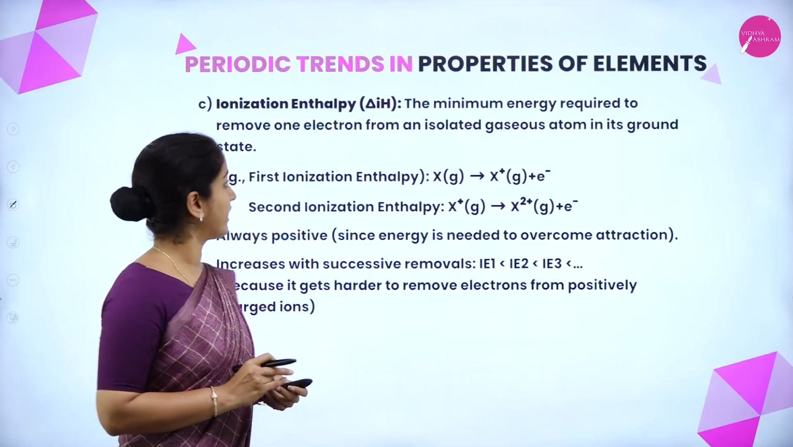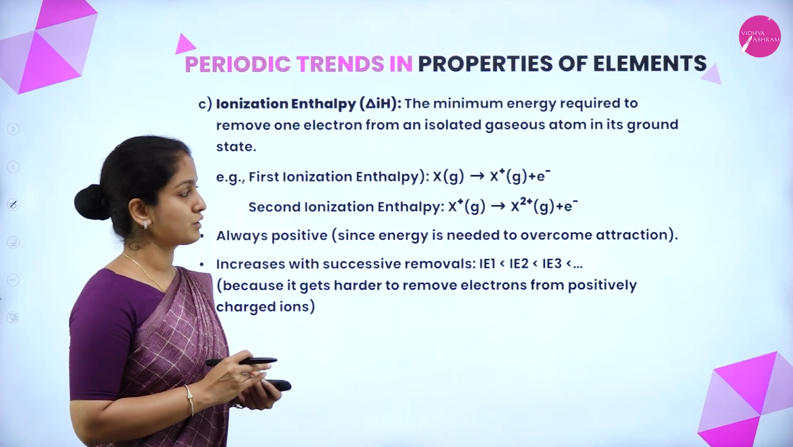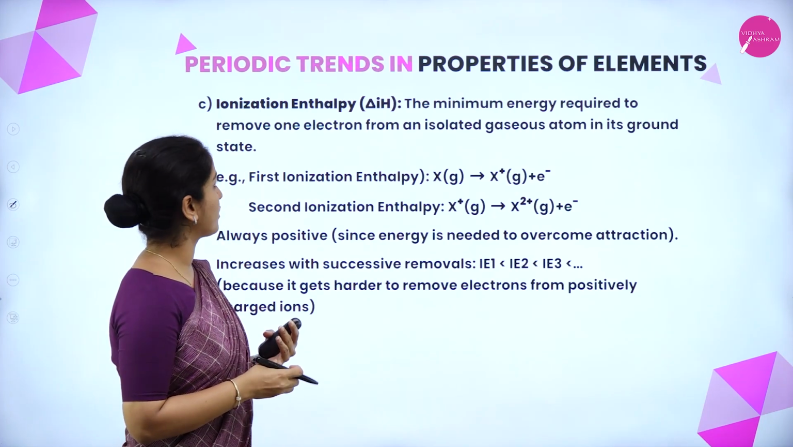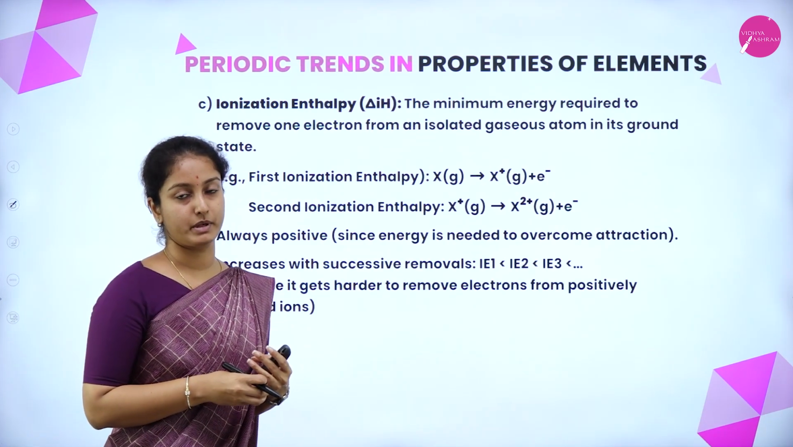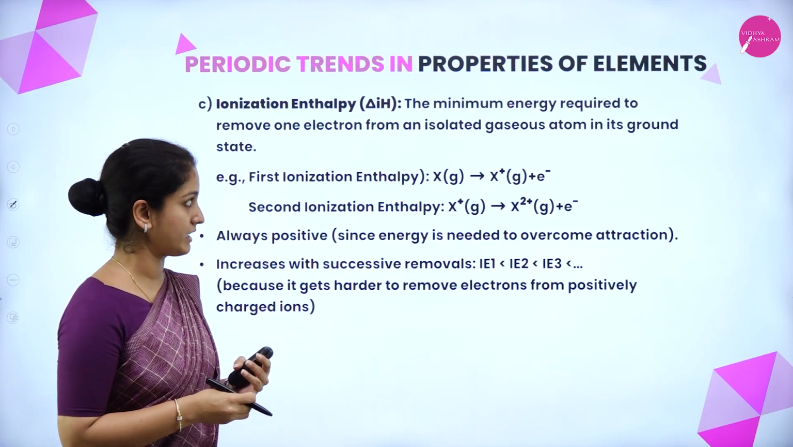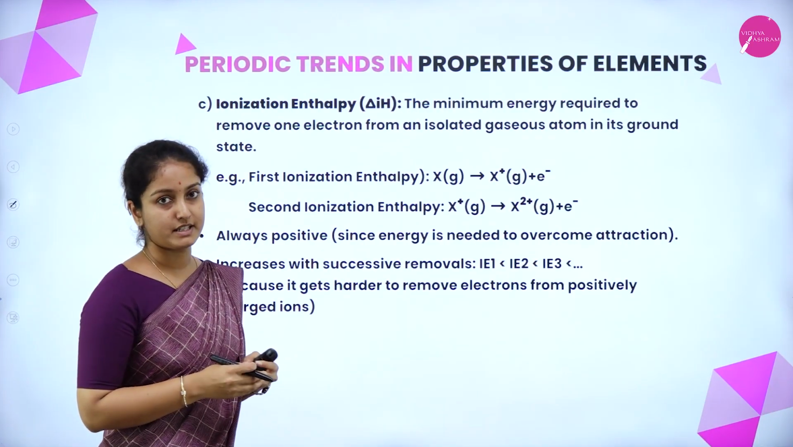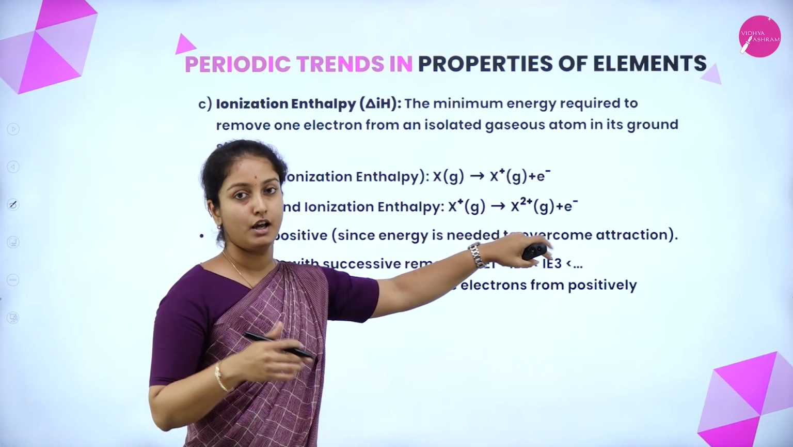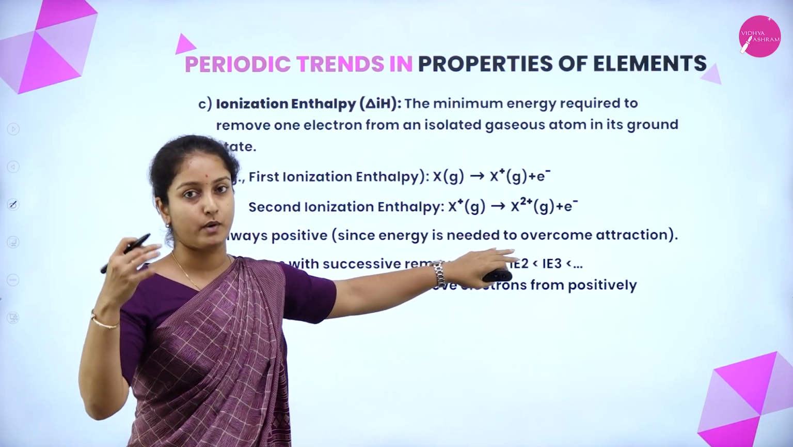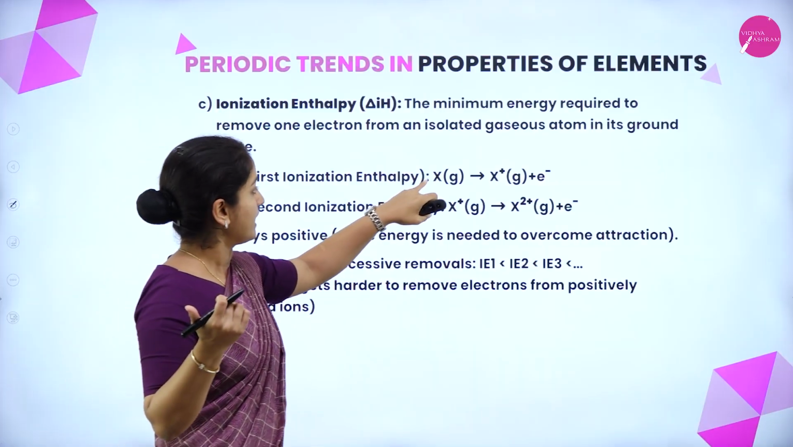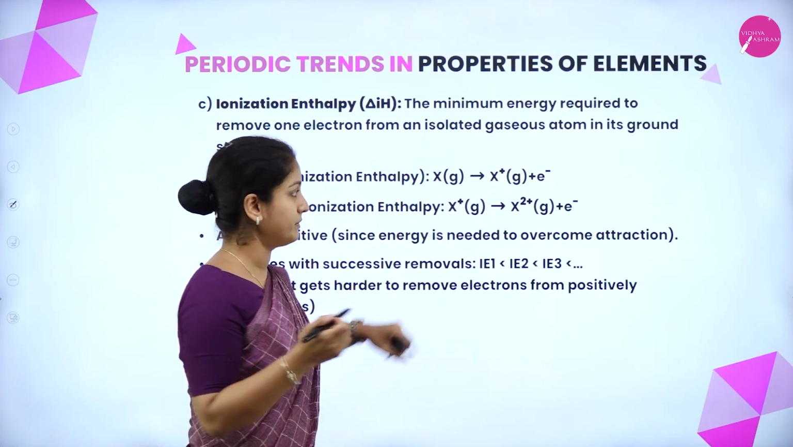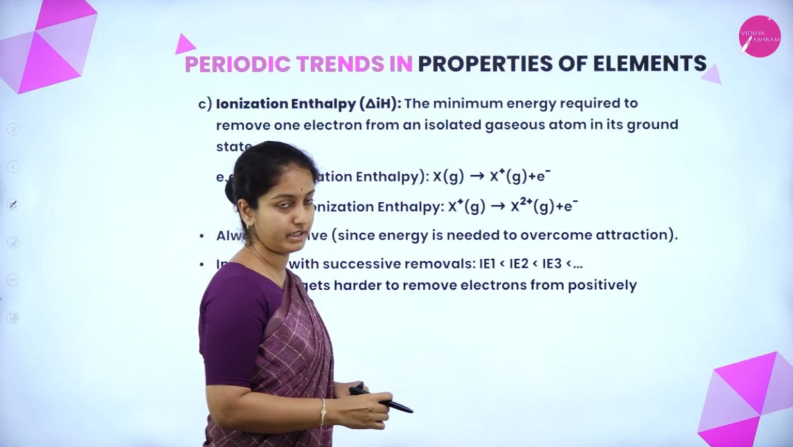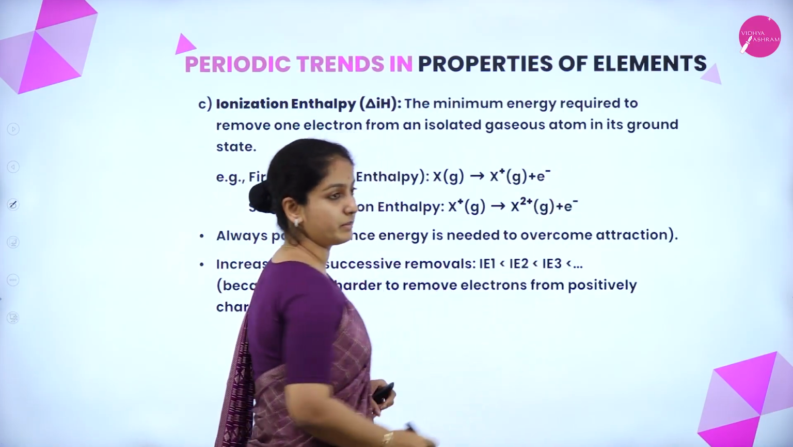The third criterion is ionization enthalpy. So, let us know what ionization enthalpy is. It is the minimum energy required to remove one electron from an isolated neutral gaseous atom in its ground state. The first ionization enthalpy is given by this reaction, the minimum energy required to remove the electron. If this is a neutral gaseous atom, when an electron is removed, it gives a positive charge for the element.